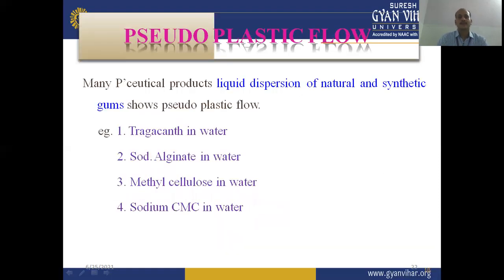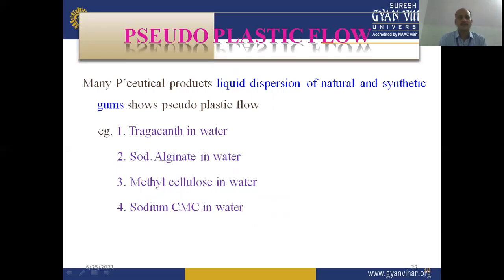Many pharmaceutical products like liquid dispersions of natural and synthetic gums, which are also known as hydrocolloids, are high molecular weight substances, and they are generally used as viscosity imparting agents in pharmaceutical formulations. So liquid dispersions of natural and synthetic gums show the pseudoplastic flow. They are classified as pseudoplastic systems.